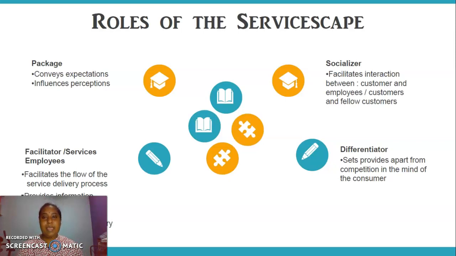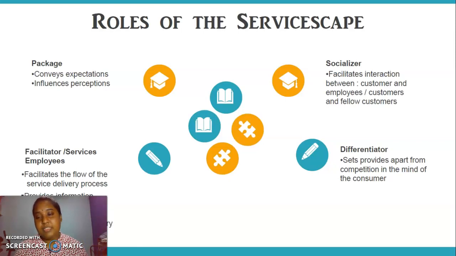Role of the servicescape. There are four roles. First, package. It conveys expectation and influences perception. The servicescape helps to convey the internal image through its outward appearance. Product packages are one of its primary examples, where you easily know about the wrapped product by viewing and reading its matters. It acts as a visual metaphor for building a specific image. For example, McDonald's packaging is the symbol of McDonald's. We can easily recognize it as a product of McDonald's, food and beverage.